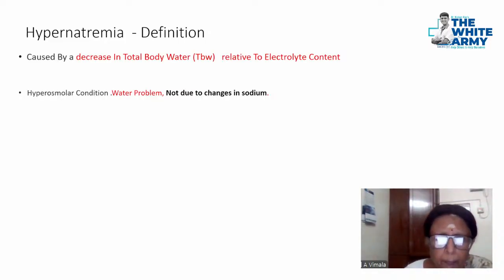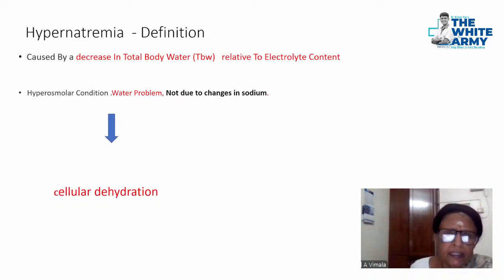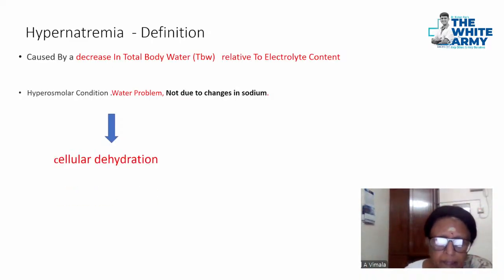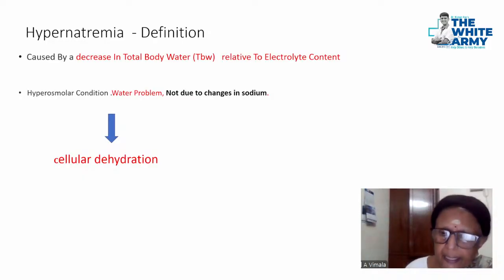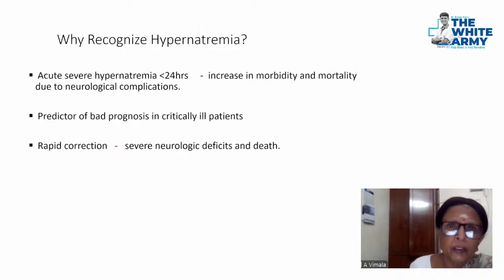Whenever we talk of hyperosmolality, we think it is a problem of sodium. It is not a problem of sodium. It is a problem of water. More water produces hyponatremia. Less water produces a hyperosmolar state and hypernatremia. Okay. So whenever there is hypernatremia, we will see it results in cellular dehydration. So the whole problem is because of the cellular dehydration that is happening.